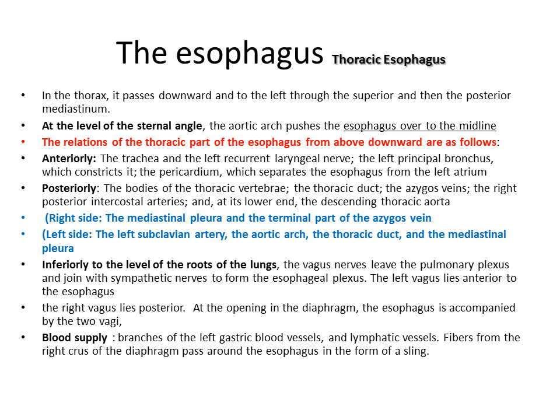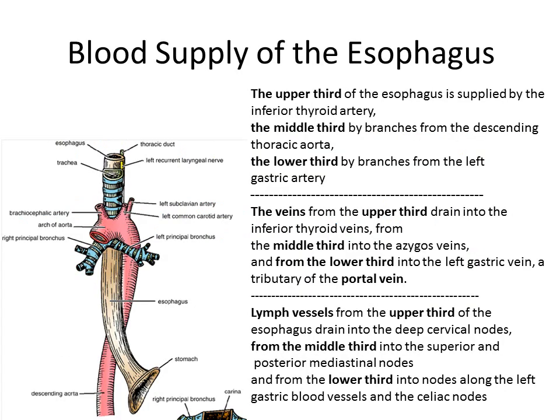The blood supply: the branches of the left gastric artery, with lymphatic vessels. Muscle fibers from the right crus of the diaphragm pass around the esophagus and form a ring. This ring acts as what we call the physiological ring, preventing regurgitation of food from the stomach to the esophagus.